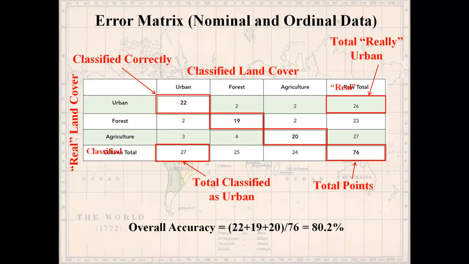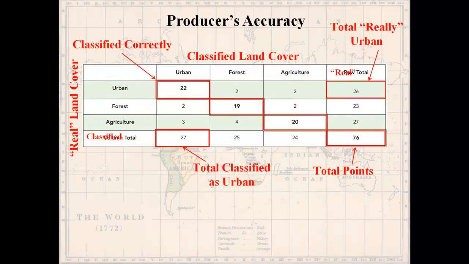So which ones were classified correctly? The ones that really were urban that were classified as urban, the ones that really were forest that were classified as forest, the ones that really were ag that were classified as ag. If I add those three up and divide by the total number of points, that gives me a measure of the overall accuracy. This accuracy can be split into two pieces. One is called the producer's accuracy, and that's how good whoever made the data set was at creating that data set.